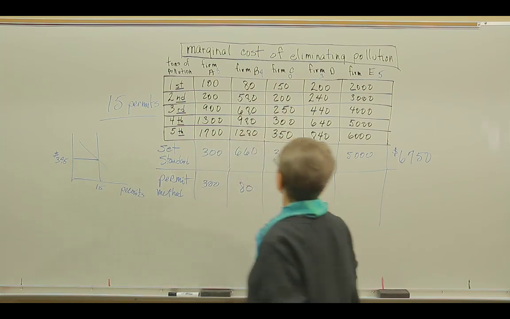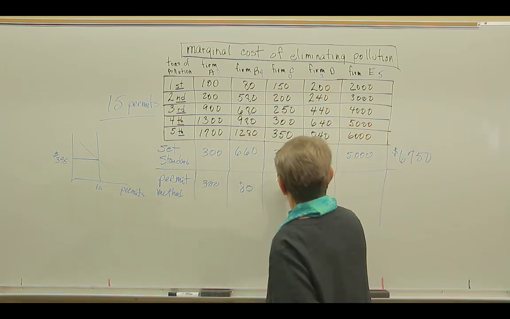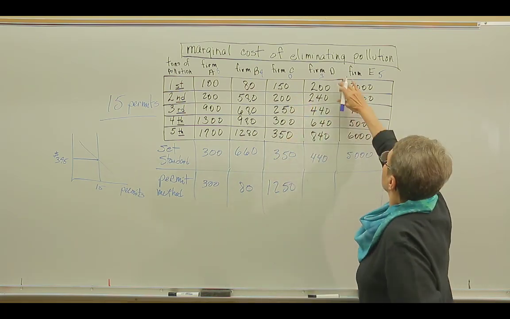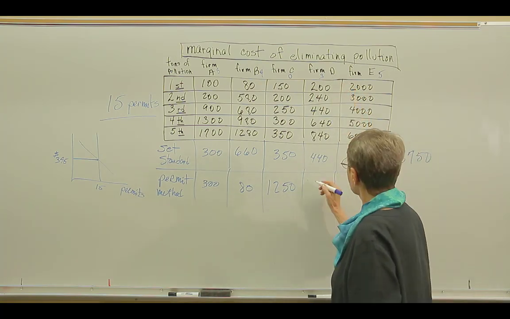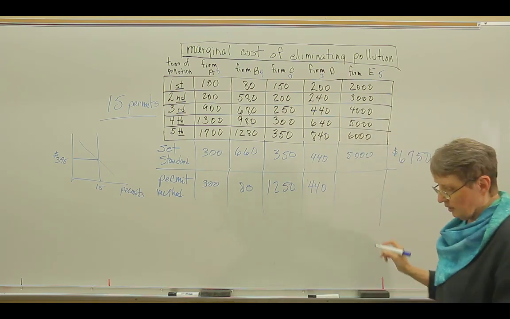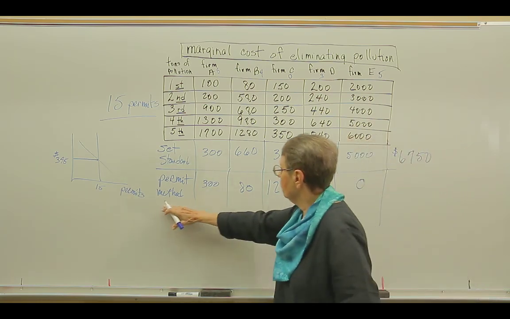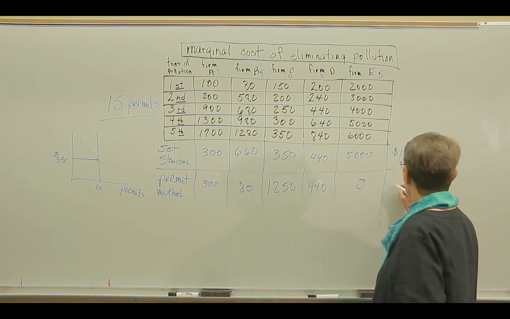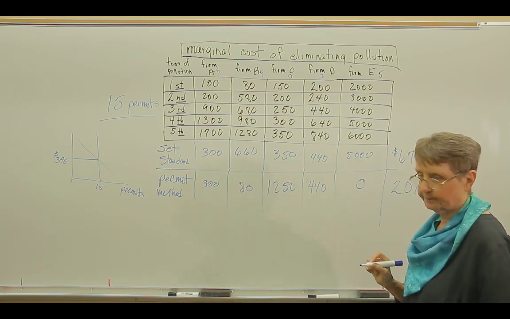Firm C has no permit. So firm C is going to have to clean up all of these, $1,250, adding all of those together. Firm D has 3 permits, so that means he has to clean up 2. His cleanup cost is $440. Firm E doesn't have to clean up anything, so his cleanup costs are 0. Again, remember, we're only polluting 15 units, just like we were here, and the cost now is $2,070.